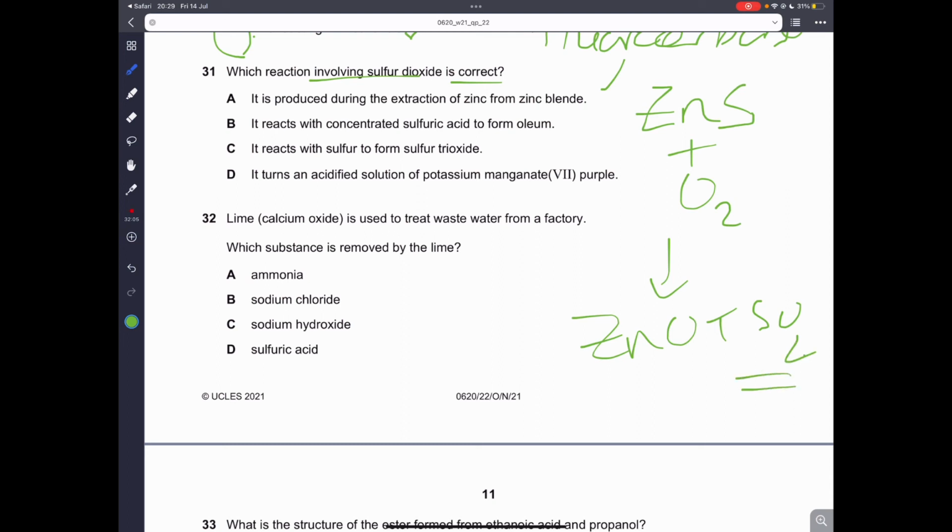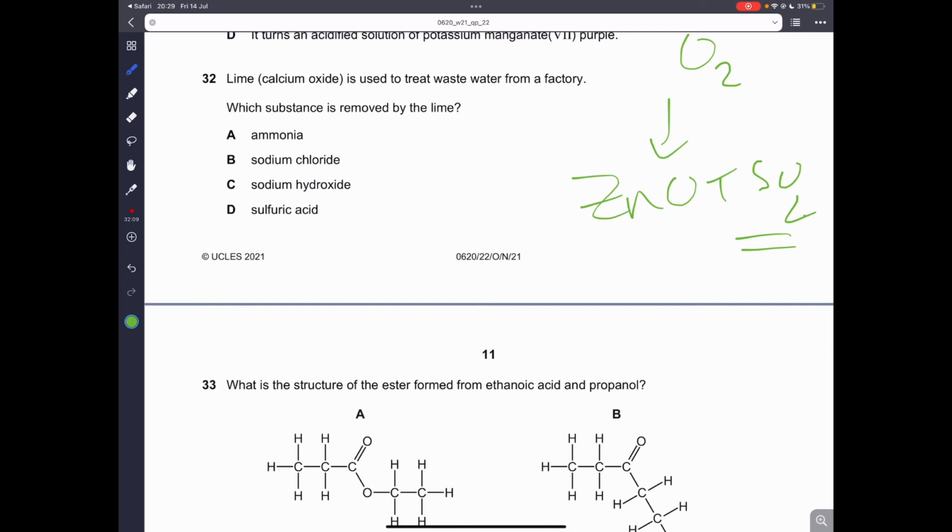So A is the correct answer. 32. Lime or calcium oxide is used to treat wastewater from a factory. Which substance is removed by the lime? Remember, lime is calcium oxide, and calcium oxide is a metal oxide. Metal oxides are basic, so they have to remove acidic compounds.